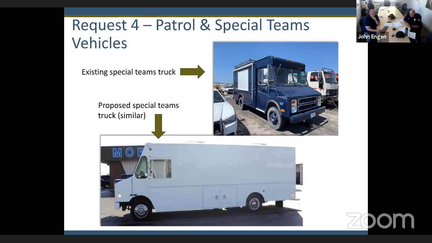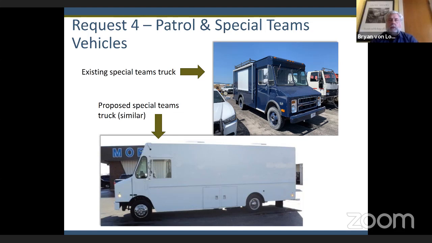Request number four is patrol vehicle and special teams vehicles. So let's first talk about the patrol vehicle. I didn't bring a picture of it, but the first request is for a new departmental motorcycle. We have five departmental motorcycles. In last year's budget, we were approved and got four motorcycles. One was not requested. And so we have been short one motorcycle. So the first part of this request is for that fifth motorcycle as a replacement to a current fleet motorcycle so that we can have a complete motorcycle unit and traffic unit. Any questions about that before I move to the other vehicle?